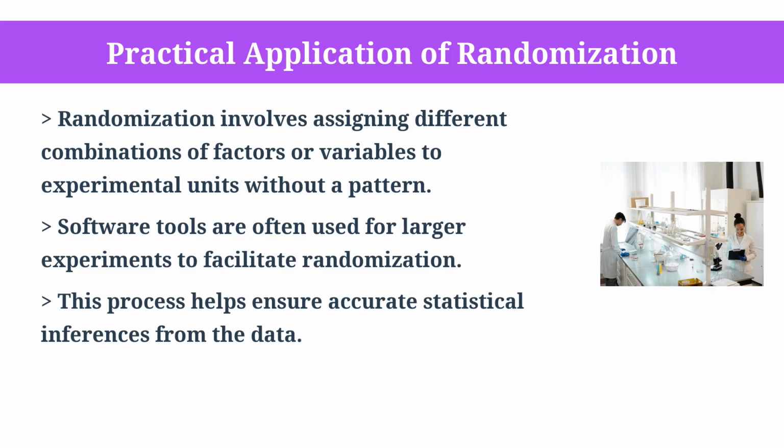So in summary, randomization is crucial for ensuring our experimental design leads to valid conclusions about cause and effect relationships. It helps eliminate bias, accounts for hidden variables, and allows us to make accurate statistical inferences from our data. There you have it. That's how randomization plays a key role in DOE experiments.